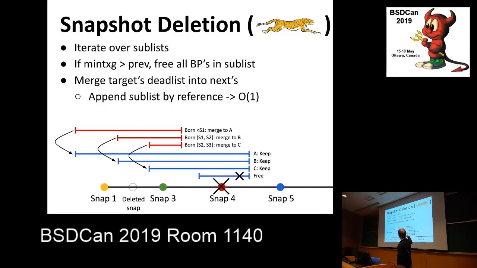And then the next trick is that when we merge these lists together, we can do it by reference. So we don't actually have to iterate over this whole list and copy all the block pointers over here. We just say this list includes this other list by reference.